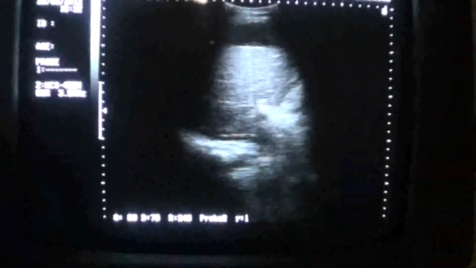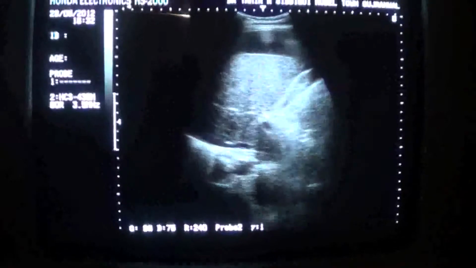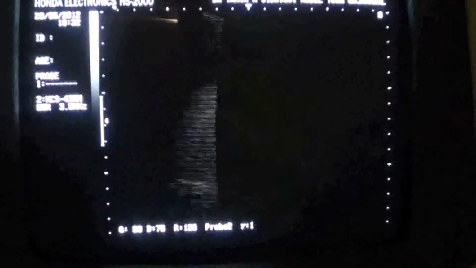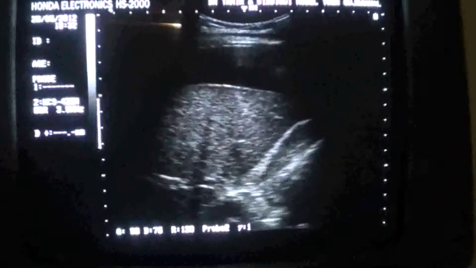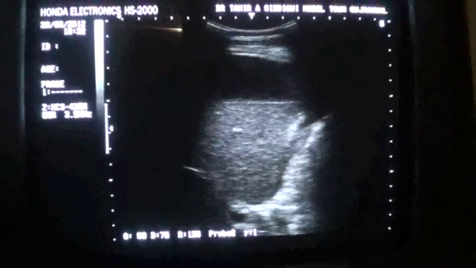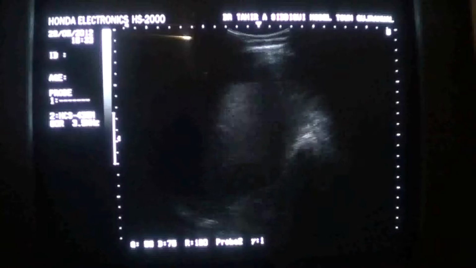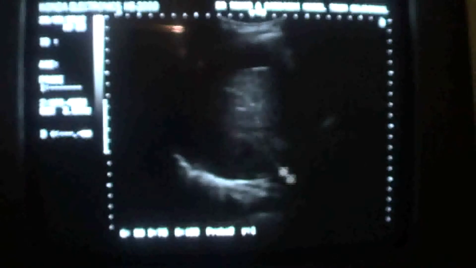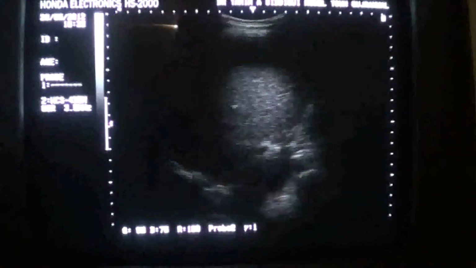So the liver itself is normal. There is no tear in the liver. This is the gallbladder, which is also normal. And this is the right diaphragm, the right hemidiaphragm. There is no evidence of fluid above it. No pleural effusion seen.